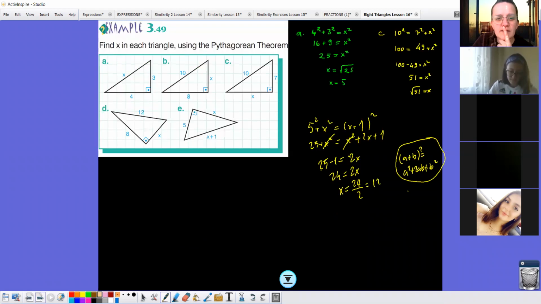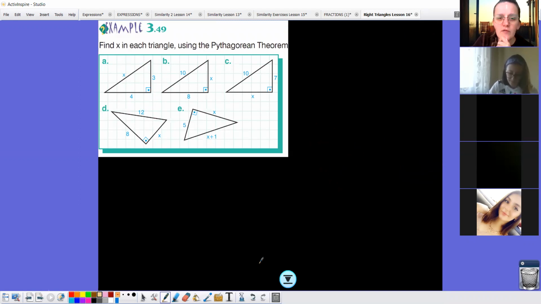What we have next. So here we have some questions. Some of the sides are given. We need to find the third one. So because all of them are right triangles, we'll use the Pythagorean theorem. Yes, Sarah, what will be the first one? You have a right triangle. Legs are given, and we need to find the hypotenuse.